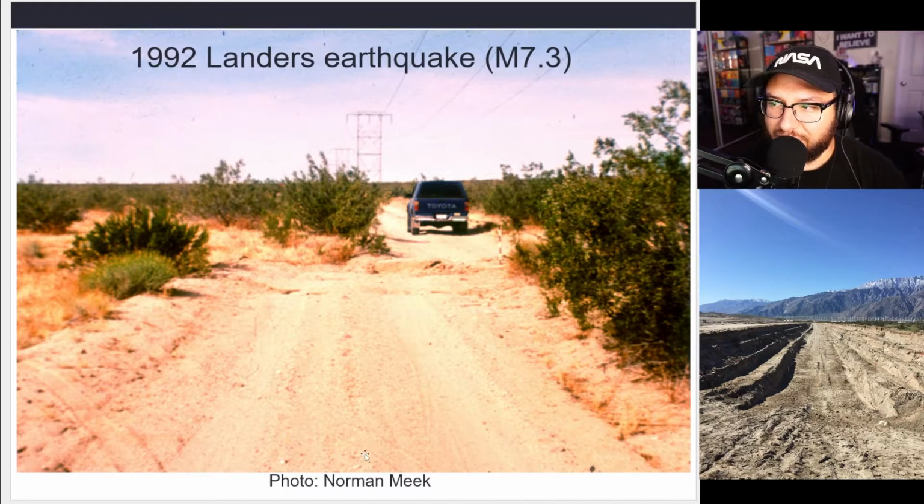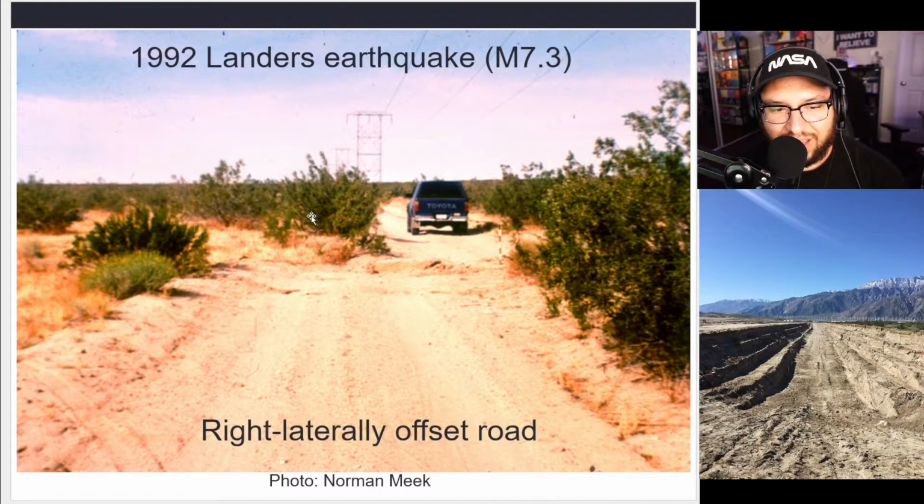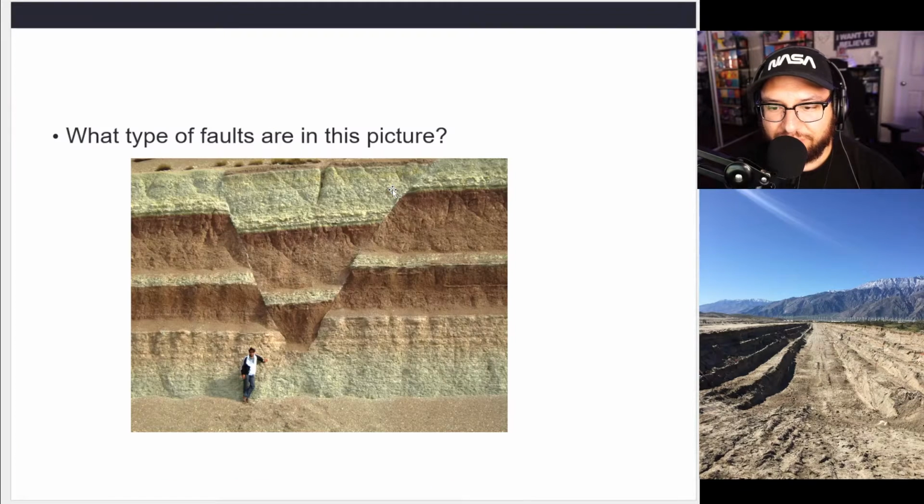We got a little dirt road from the 1992 Landers earthquake. You can see that dirt road goes like this, and then suddenly, whoop, like that. If you said right lateral, you are absolutely correct. It shifted to the right. Awesome.